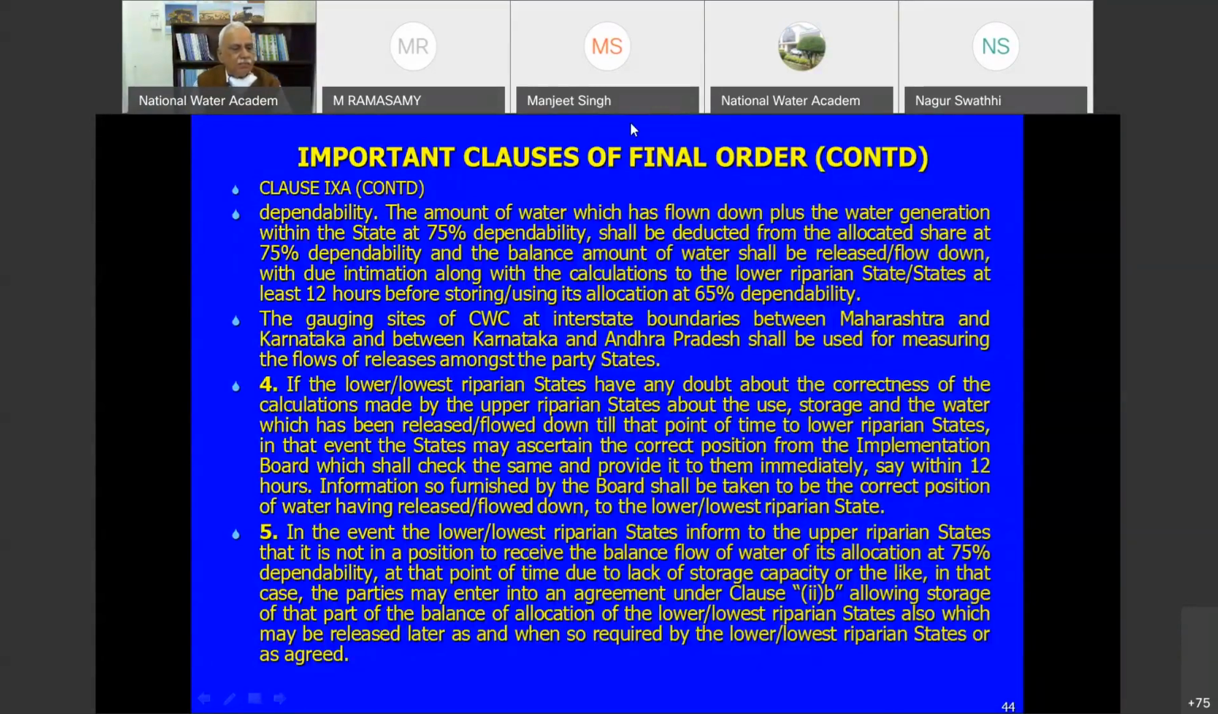In the event the lowest riparian state informs the upper riparian state that it is not in a position to receive the balanced flow of water of its allocation at 75% dependability at that point of time, due to lack of storage capacity or the like, in that case the parties enter into an agreement under clause 2b allowing storage of that part of the balance of allocation of the lowest riparian state also, which may be released later as and when so required by the lower or lowest riparian state, or as agreed.